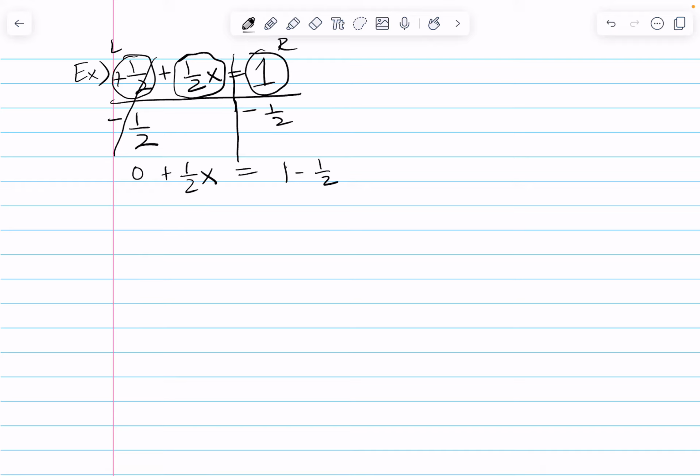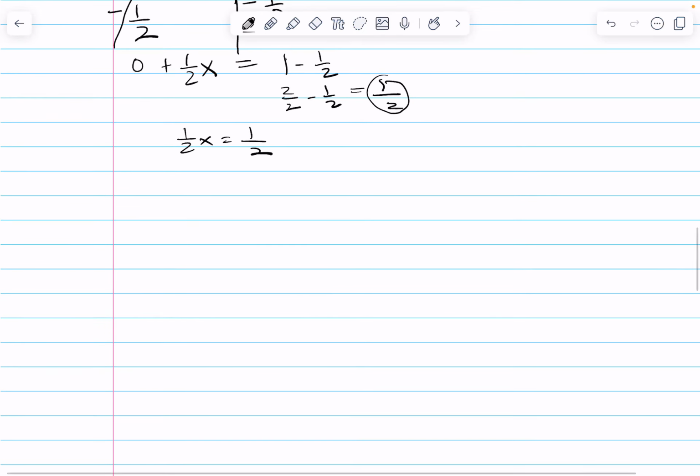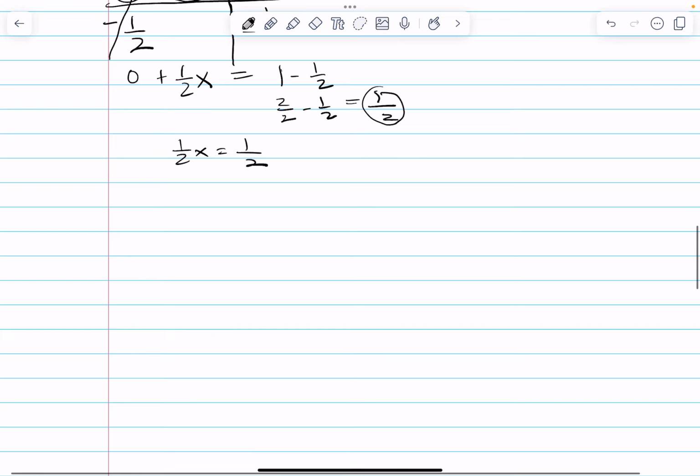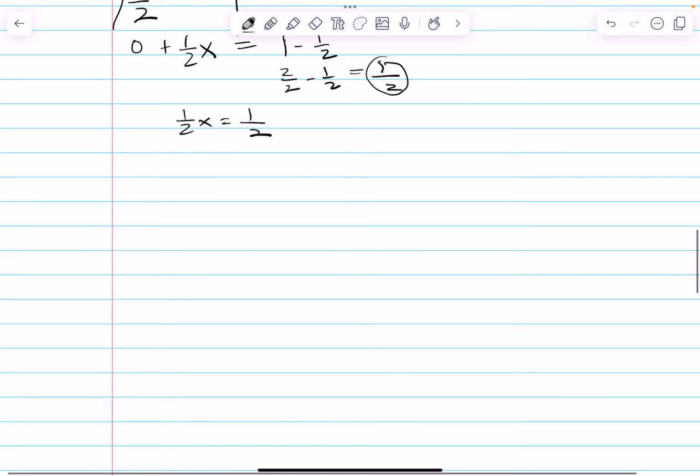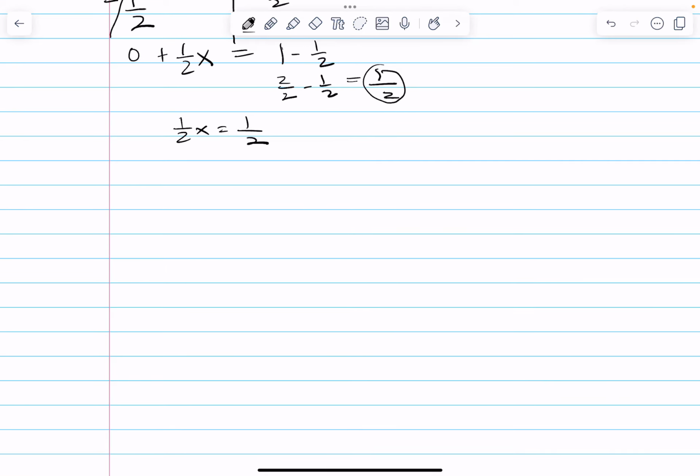So we can change 1 to 2 over 2, so we have like denominators. 2 minus 1 is 1, and the denominator is the same, 2. So now we have 1/2 x equals 1/2. Now, this is the step that's a bit different. You can divide this by 1/2, but it looks more complex. So to make it easier, instead of dividing by a half, we're going to multiply by the reciprocal. A reciprocal is the opposite of something. So the reciprocal of 1/2 would be 2 over 1. Basically, we just flip the two numbers. And I'll show you in action.